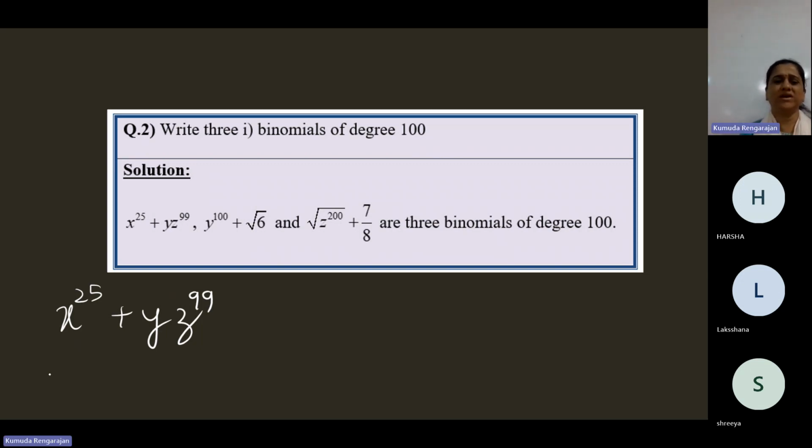Second one is easy, no? Y to the power 100. If your teacher says only one variable, you can write the second example. Y to the power 100 plus root 6. Plus can be anything, root 6, whatever. Any real number, but you should not write 0. You can't put plus 0. That does not make it two terms. Third example.